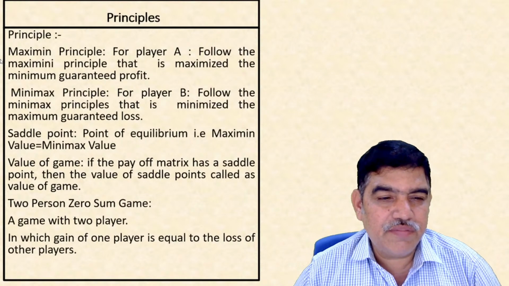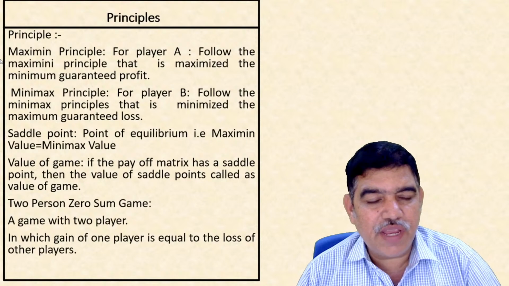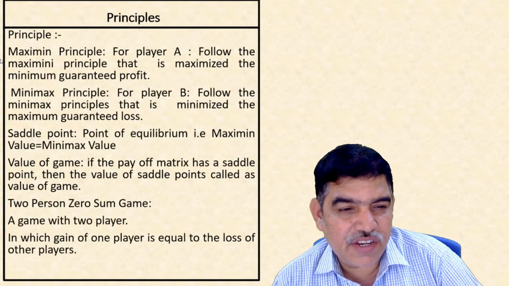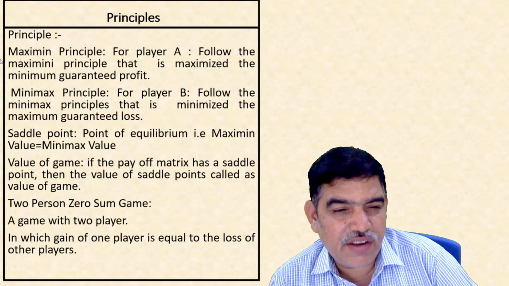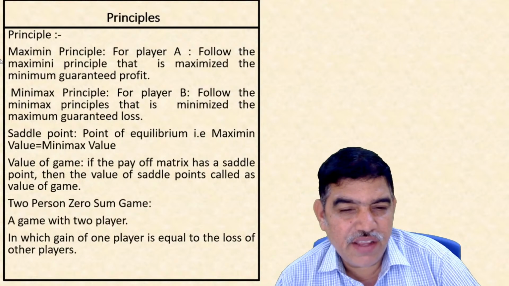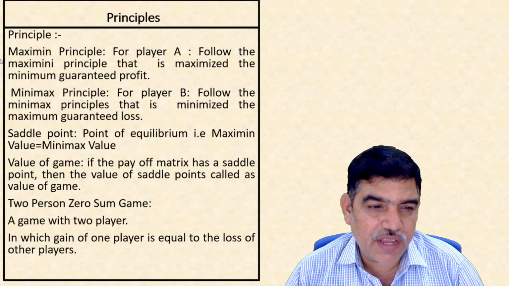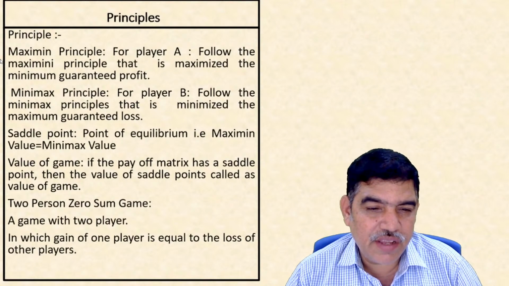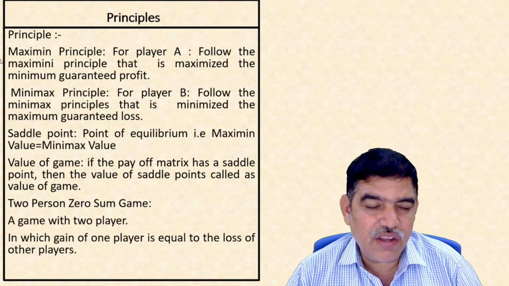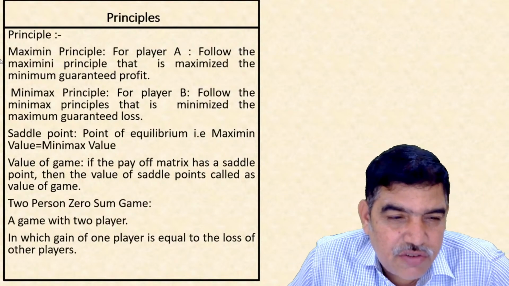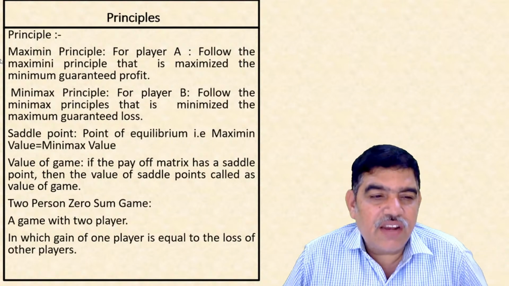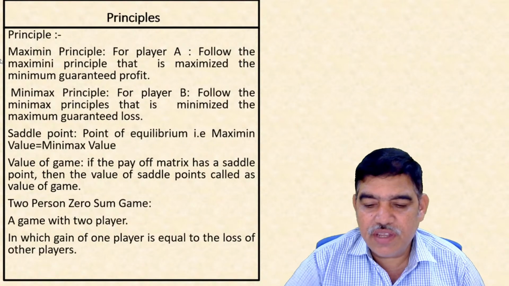Two-person zero sum game, a game with 2 players. That is the restriction here. A game with 2 players in which the gain of one player is equal to the loss of the other player. If one player gains, that must be equal to the loss of the other player. It is called a game with 2 players, a two-person zero sum game.